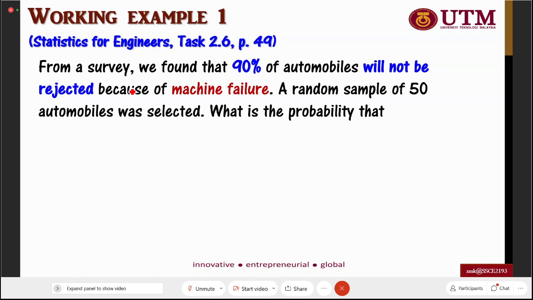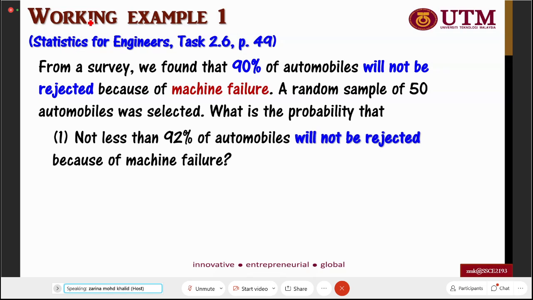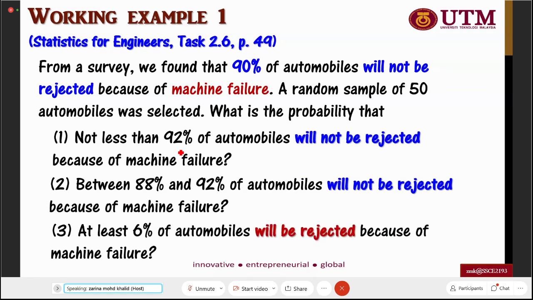So you look at the probability that you want to find is related to the percentage. Percentage. Here, percentage again. And I just add another question which is not in your book. And this is very common, where in one question we can ask you differently. Whereas while the first two questions were asking about proportion that will not be rejected, suddenly you have the last question here, at least 6% automobiles will be rejected.